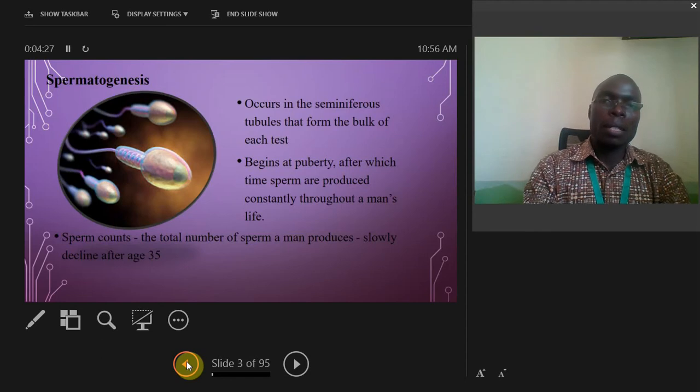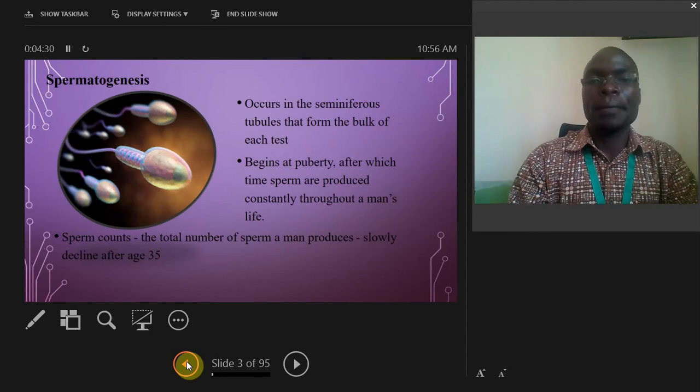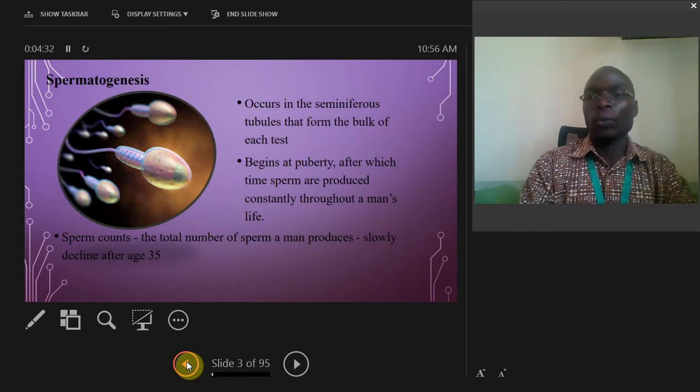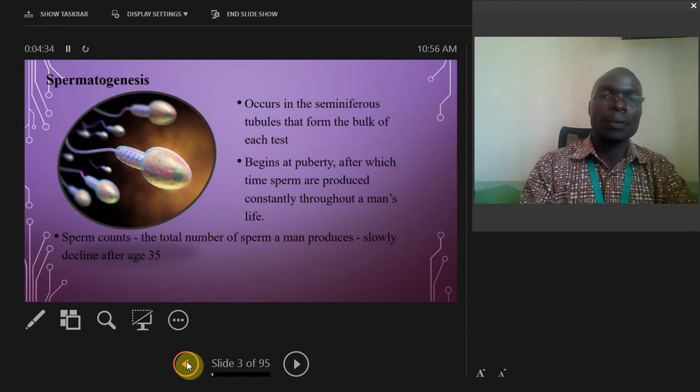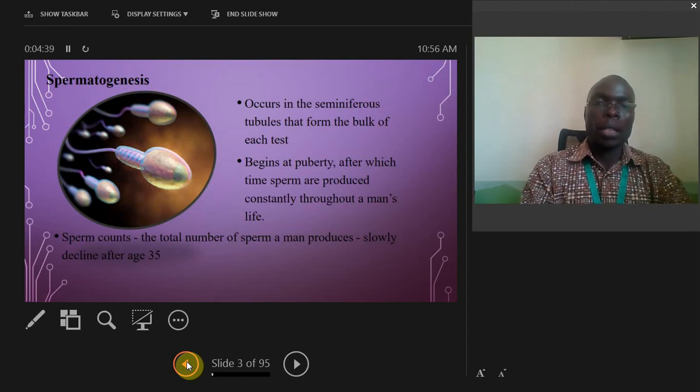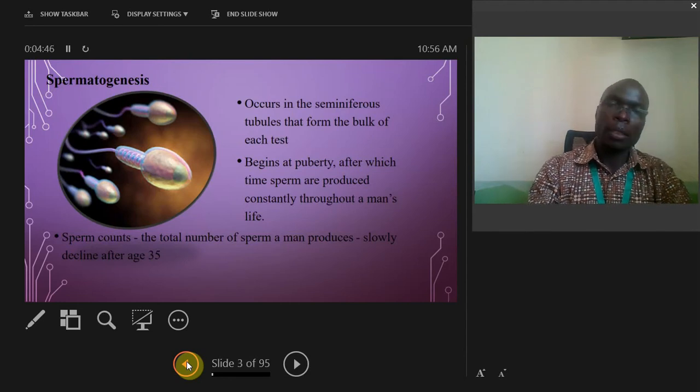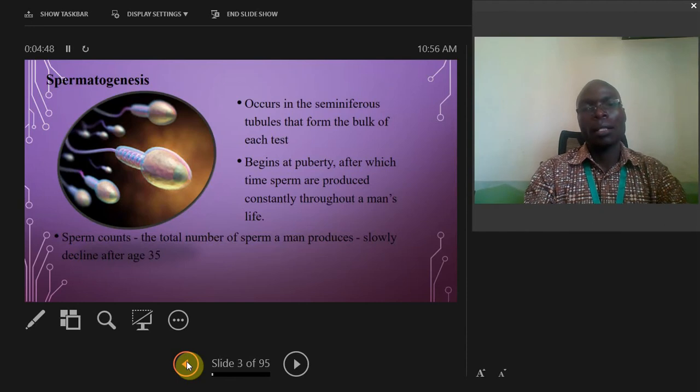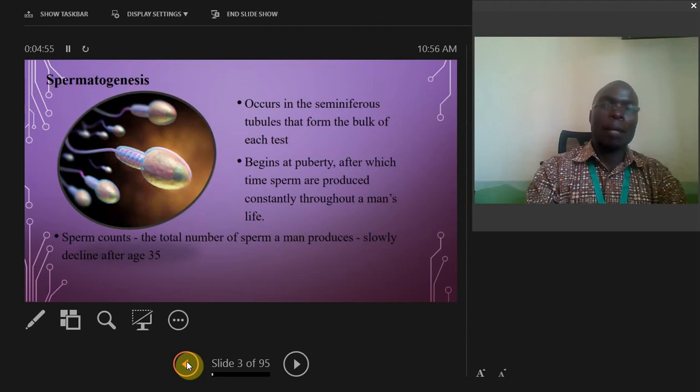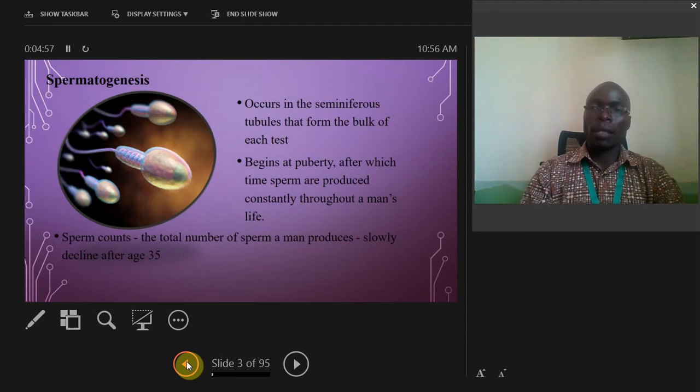Now this process occurs in the seminiferous tubules, which actually form the bulk of each testis. The process begins usually at puberty. After one reaches puberty, sperms are produced constantly throughout a man's life. Men do not undergo menopause as is the case with females.